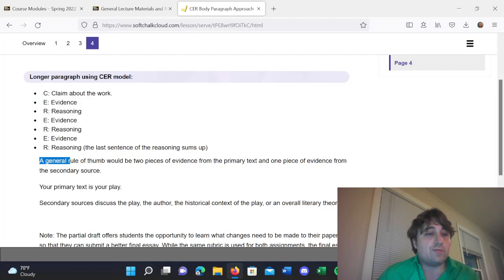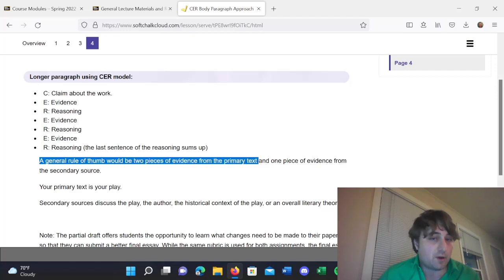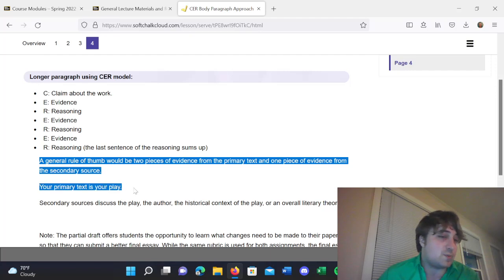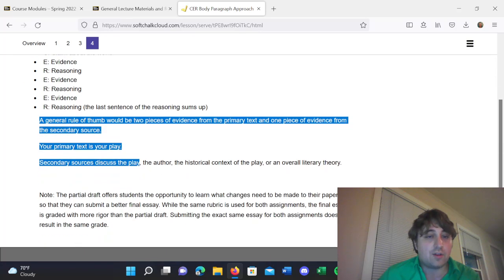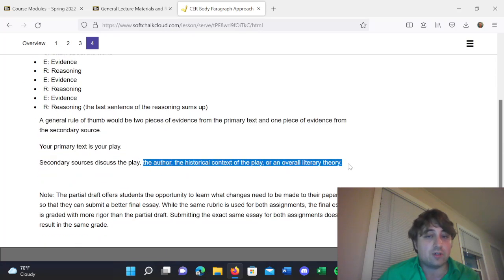So as a general rule of thumb, you might have 2 pieces of evidence from the primary text and 1 piece from a secondary source. The primary text being the play. The secondary sources discuss the play, the author, the historical context, or overall literary theory.